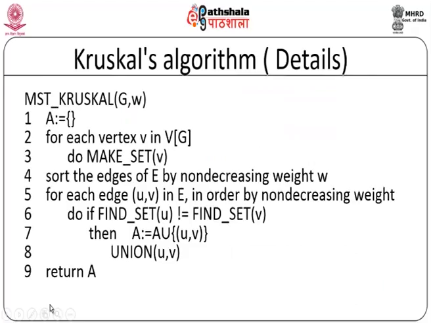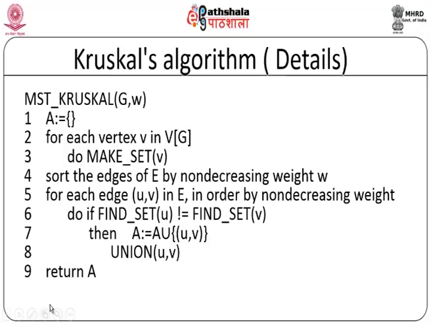Okay. Now let us go a little bit into the details of the algorithm. The MST Kruskal consists of the graph, the weight and A, this we have seen before. Now, for each vertex V in V of G, that is for every vertex in G, you have to make a set. Sort the edges of E by non decreasing weight. For each edge in that list, in order of non decreasing weight, check if find set U is not equal to find set V. That means they should not contain common nodes. If they contain, you cannot join them.